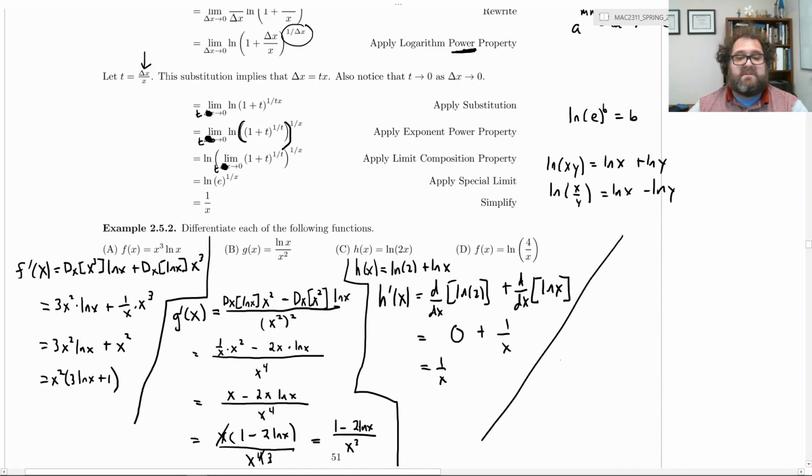Okay, let's do the same thing for f. In part D, we can rewrite this as f of x, so no calculus just yet. f of x is natural log of 4 minus natural log of x. Okay, and so now to find f prime, I use the sum difference rule, which says I can take the derivatives of these terms individually.